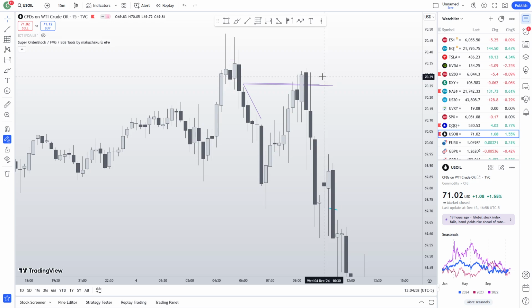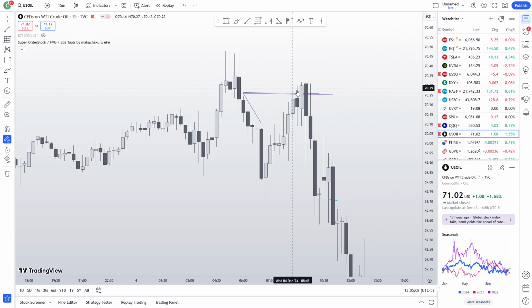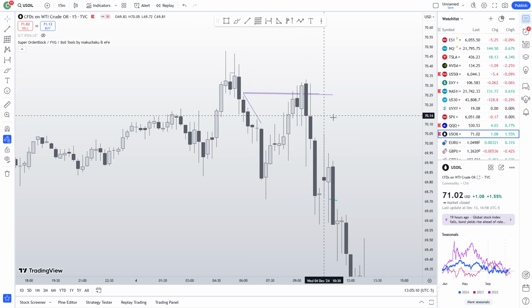So it's more of a shared validation when, let's say, a turtle soup happens while it's going into a fair value gap. Yes, 100%. Or an order block in this case. Yes. Or an order block. Astronomically stronger.